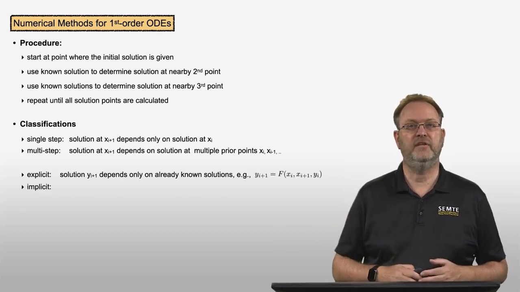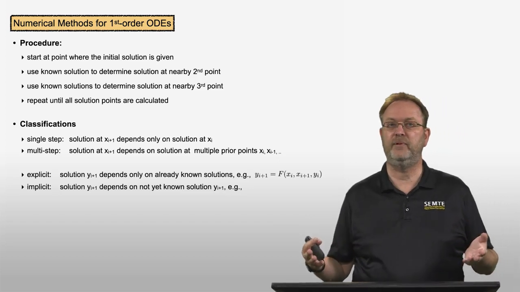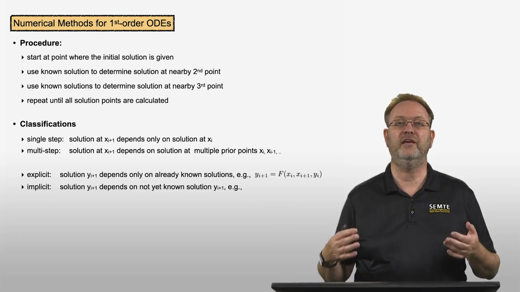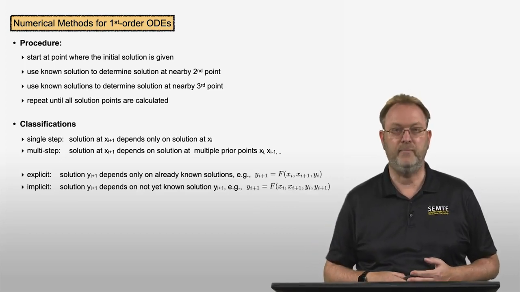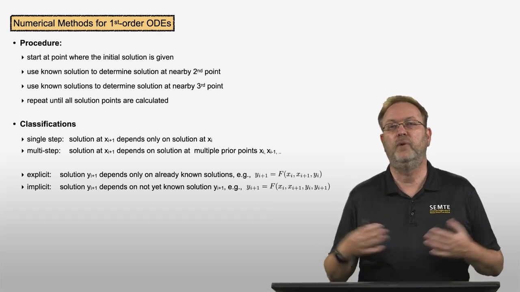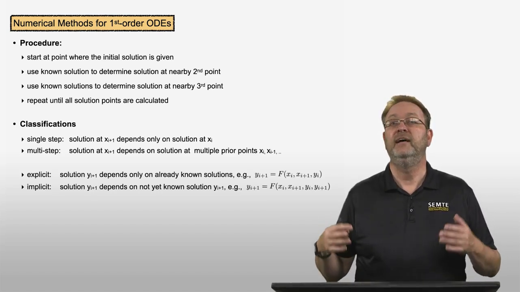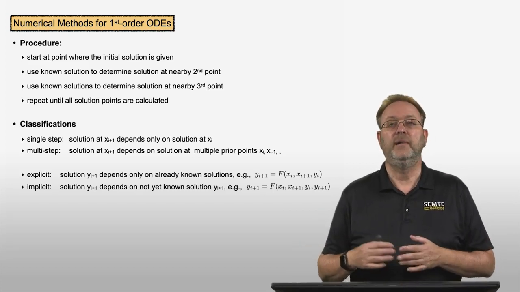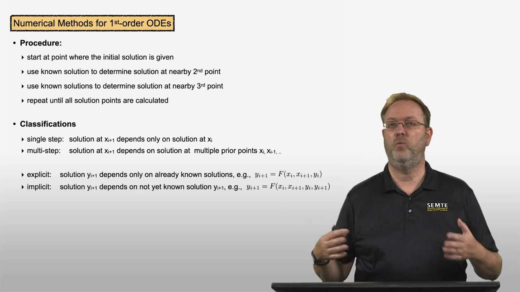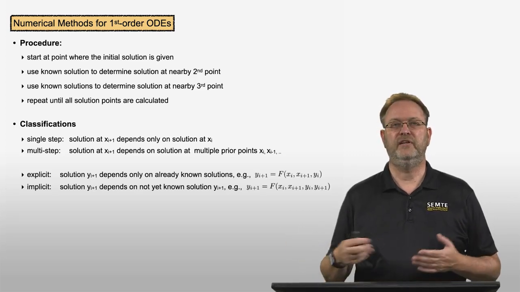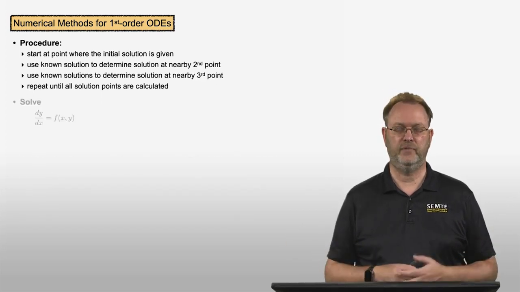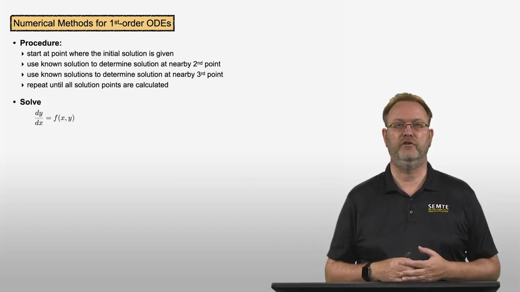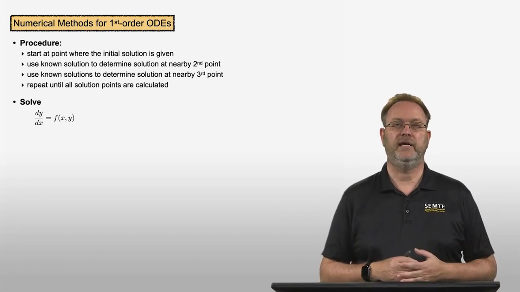An implicit method, on the other hand, means that the solution y sub i plus 1 does or can depend also on the not yet known solution y sub i plus 1. So it would have the following form: y sub i plus 1 is equal to some function of x sub i and x sub i plus 1, y sub i, all of these are known, but that function may also contain y sub i plus 1. So we're left in this case with a root finding problem. Okay, so now let's apply this procedure to solve the following first order ODE.